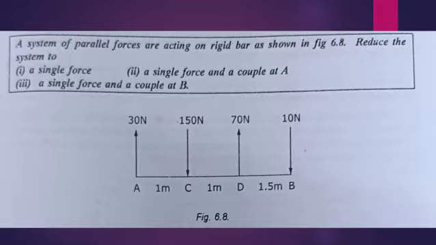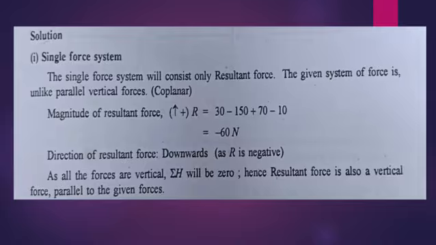Then they are asking to find a single force and a couple at A, which means we have to find the force couple system at A. Then third, they asked to find a single force and a couple at B, which means the force couple system at B. I hope the question is clear. We want to calculate the resultant force, then the force couple system at A and the force couple system at B.